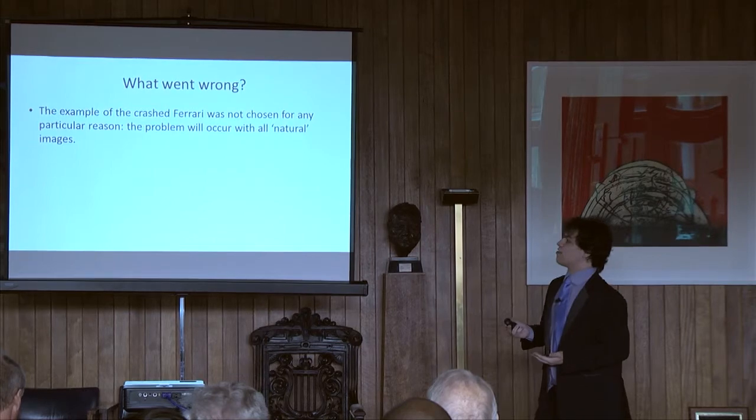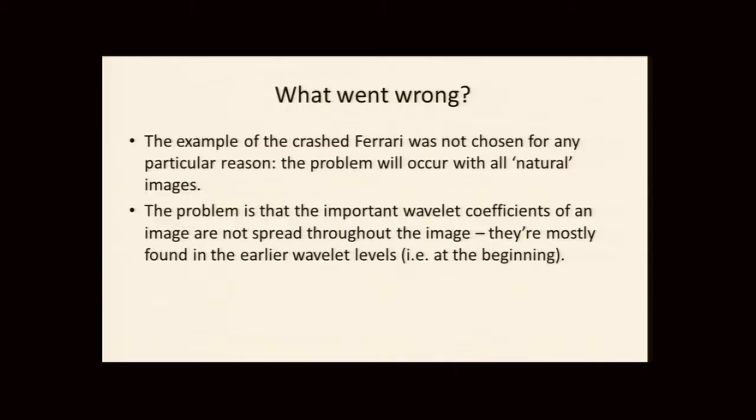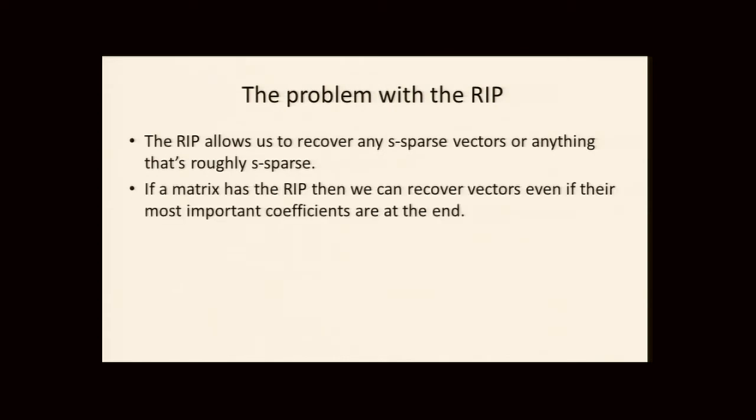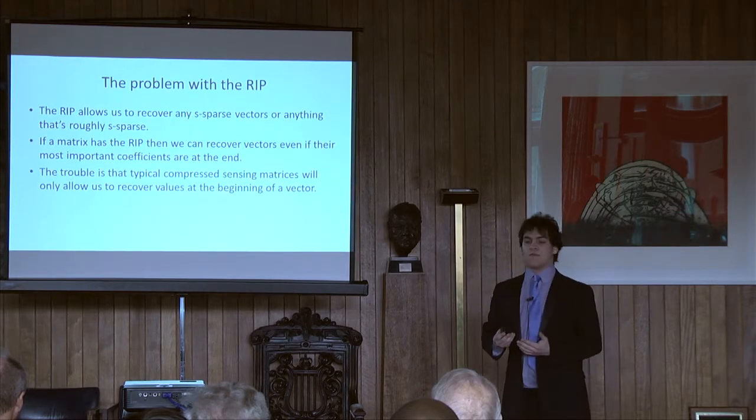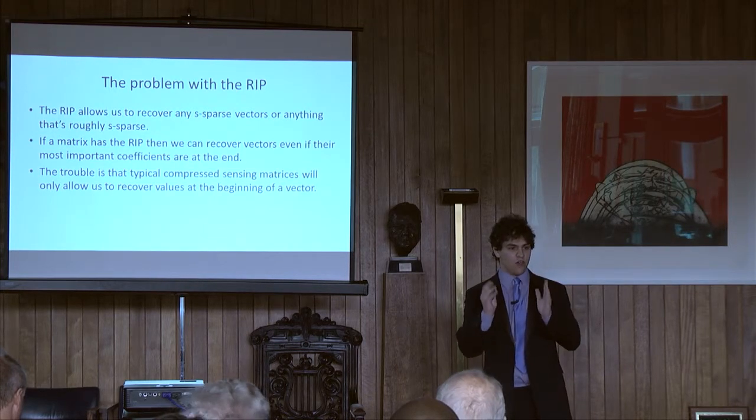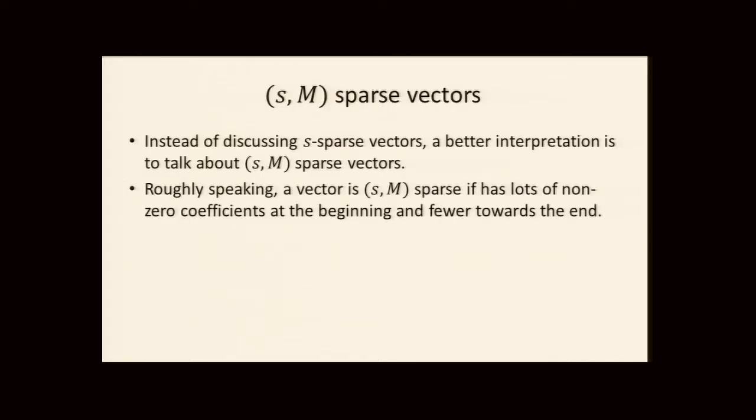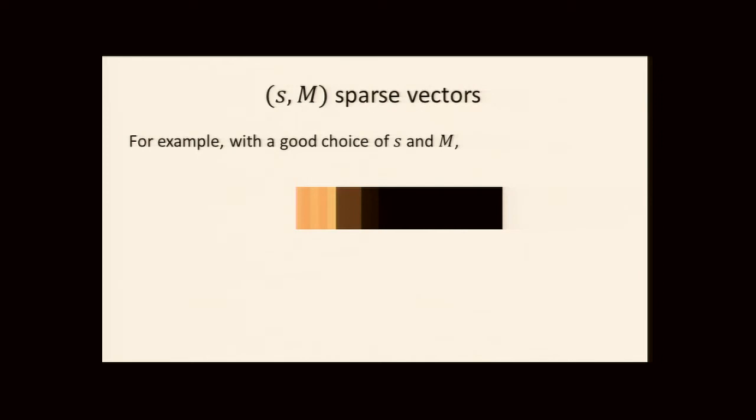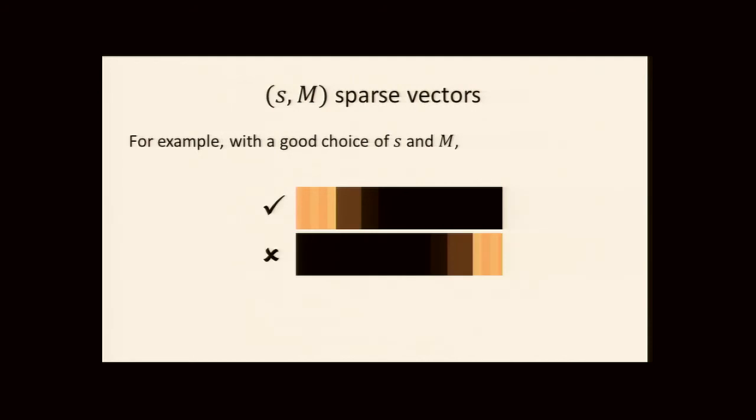The problem here is that most of your coefficients are large at the beginning, and your matrices are good at capturing these beginning coefficients. So the RIP doesn't work, because the RIP is independent of ordering. So we need to be dealing with something which only allows us to capture coefficients at the beginning. Now, instead of talking about an S-sparse vector, where the sparsity is allowed to be anywhere, we talk about SM sparsity. By choosing SM sparsity, where you're allowed to vary where the sparsity happens, this vector can be made sparse, and this one can fail to be sparse.